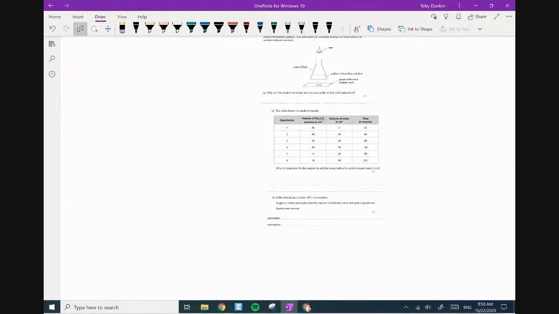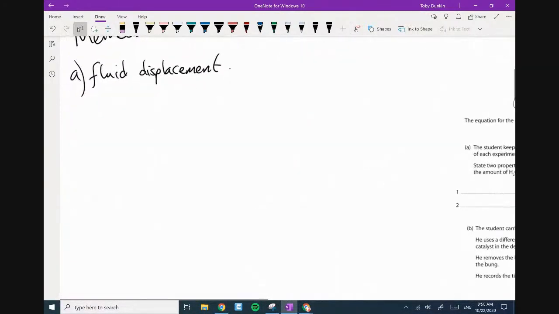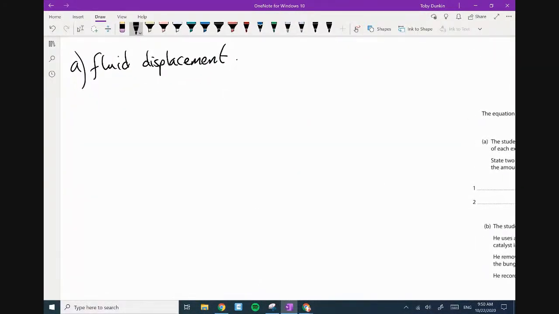That's better. So method A, and I'm going to attempt to draw it. It's always good to try and draw these things. Fluid displacement, I'd like you to do the same. So what we're going to do is put the reaction into a conical flask. Yeah, conical flask. There we go.